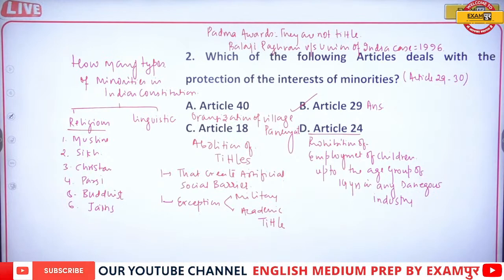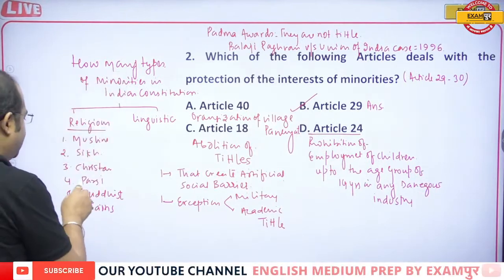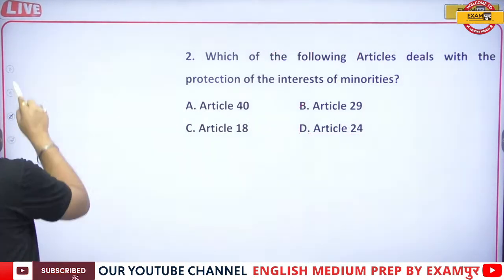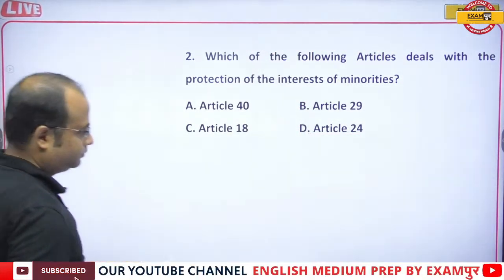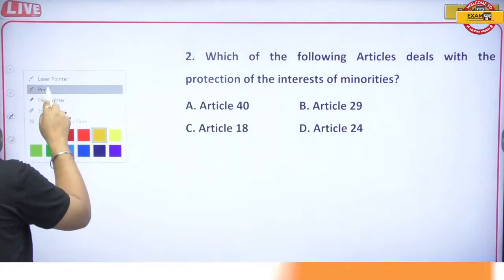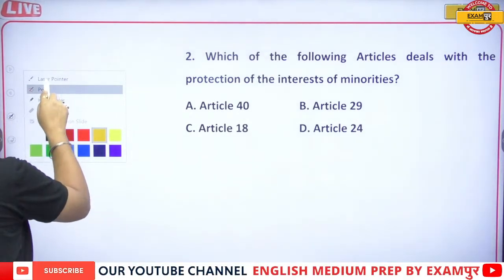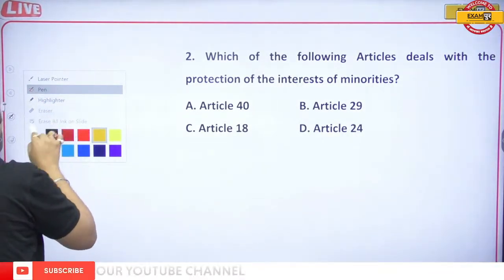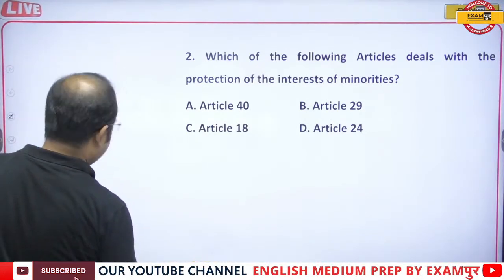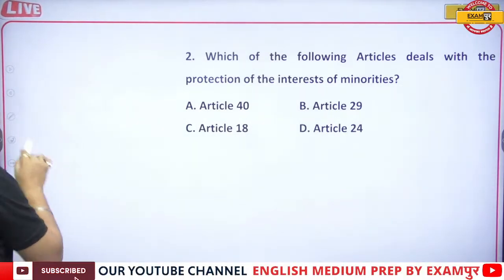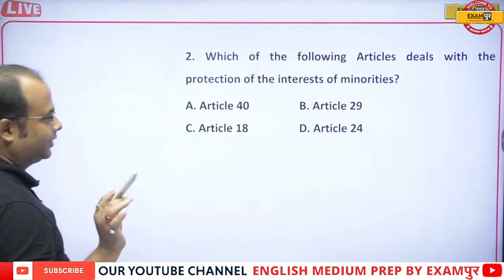And, guys, we have six types of religious minority. This year, you can make a note of it. This year, please remember about the Parsi people. By mistake, everything has been wiped out. That was my mistake, in fact. Apologies for this. I was underlining an important point, and by mistake I pressed erase all. So finally, it got erased. Pardon for this, guys.